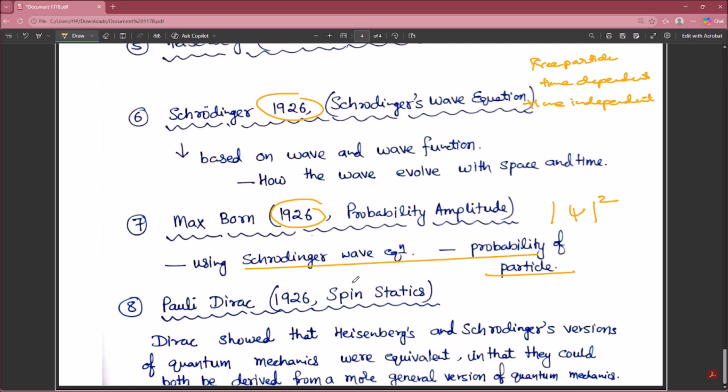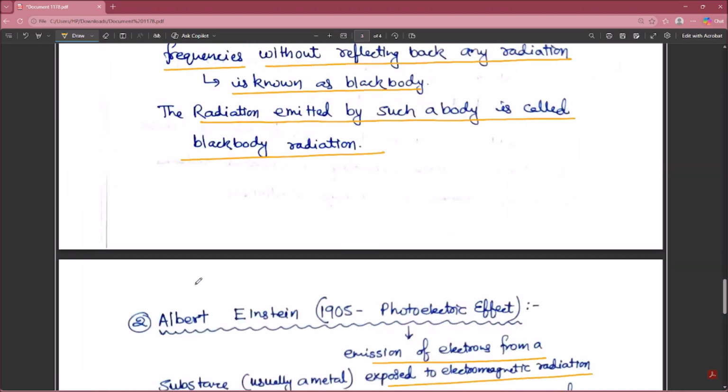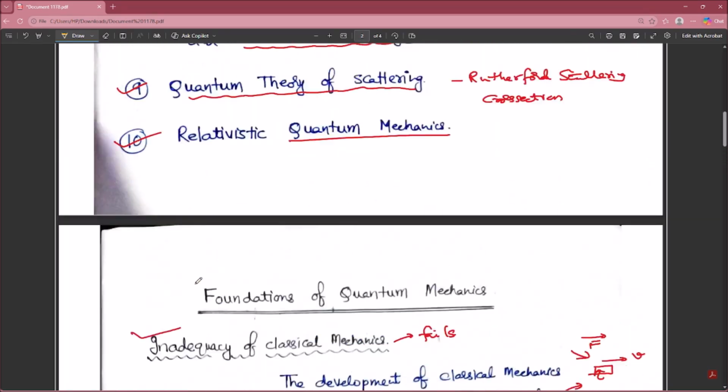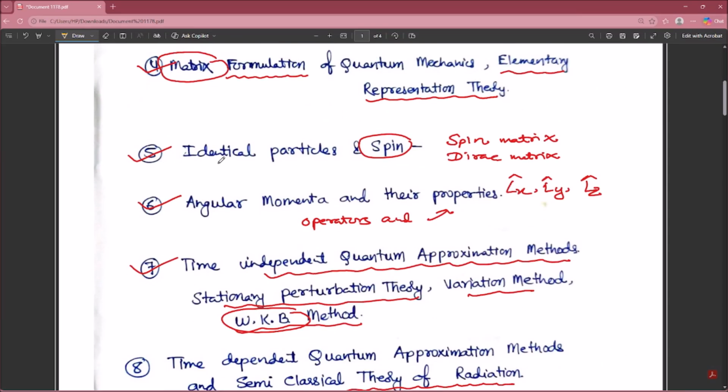And then the last one is Pauli Dirac in spin statistics. Dirac showed that the Heisenberg and Schrodinger versions of quantum mechanics were equivalent, and that they could both be derived from a more general version of quantum mechanics, which gives rise to Dirac matrices. Dirac matrices, we will see sigma x, sigma y, and sigma z. We will see in chapter number 5, where we deal with identical particles and spin.